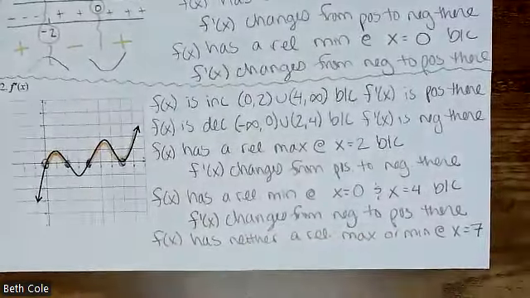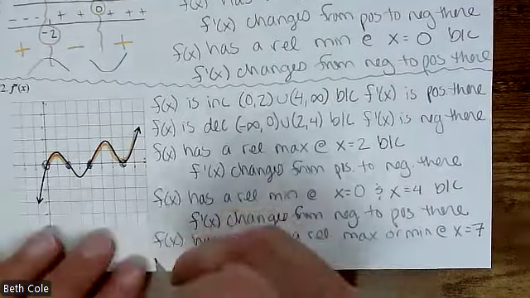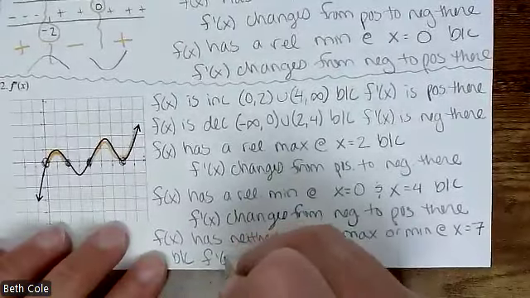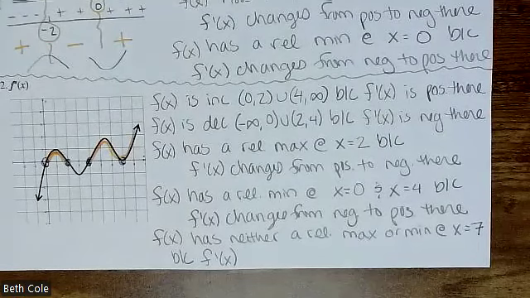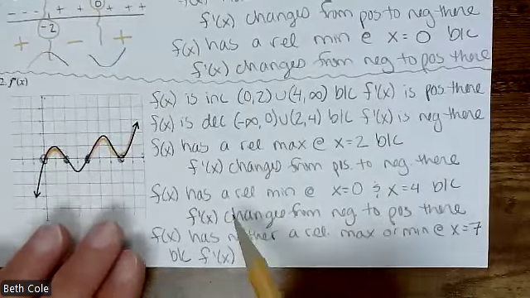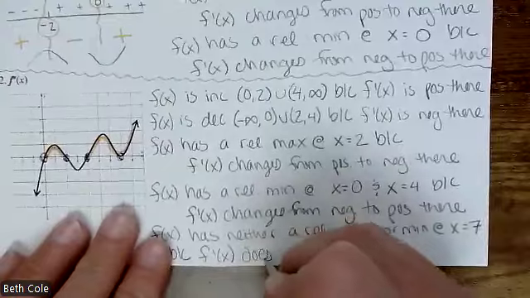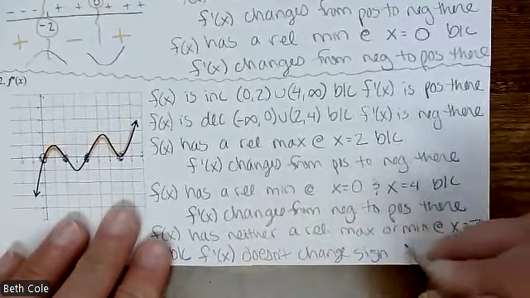Crisis averted, thank you. F of x has neither a relative maximum nor minimum at x equals 7 because, who's your source? Yep, derivative. Now, there's a couple different ways you can say this. Here's how I suggest you do it. It's the same as you did all these other ones. This says changes from positive to negative. This says changes from negative to positive. I would say because f prime doesn't change sign there.